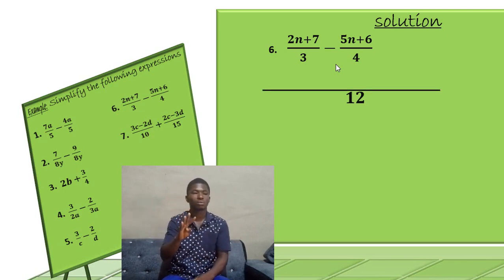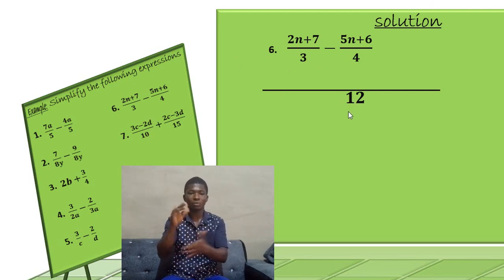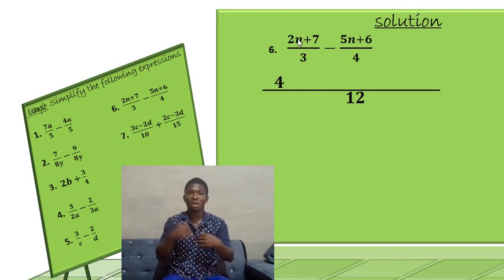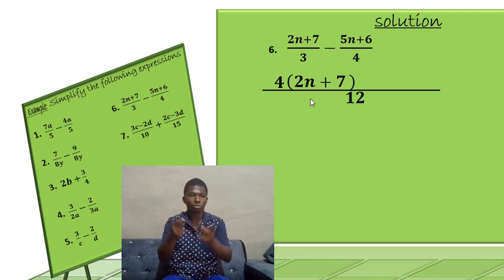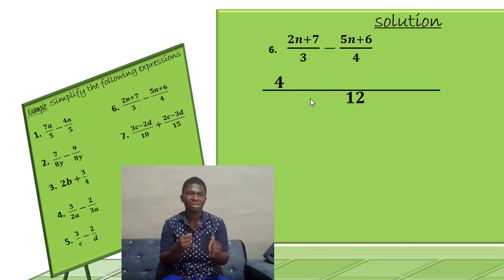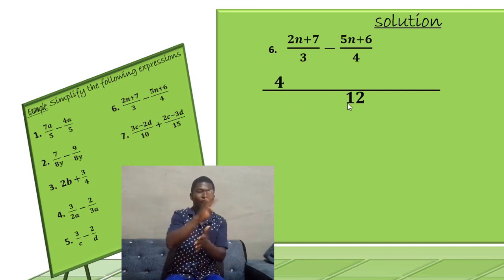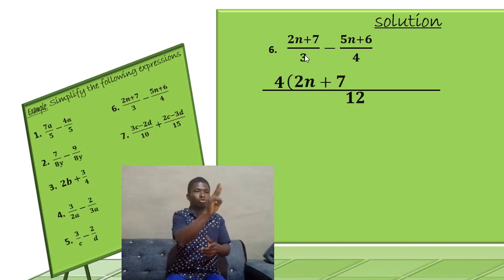Wow, a very long one now, because we're having something long on top here. So you say 3 dividing 12, that's 4. Then that 4 will multiply everything you have up here. Maybe I should say that again. It has been the system we'll be using. 3 dividing 12 is 4. Then that 4 multiplying everything here, you open a bracket, then you have 2n plus 7. Please close the bracket.